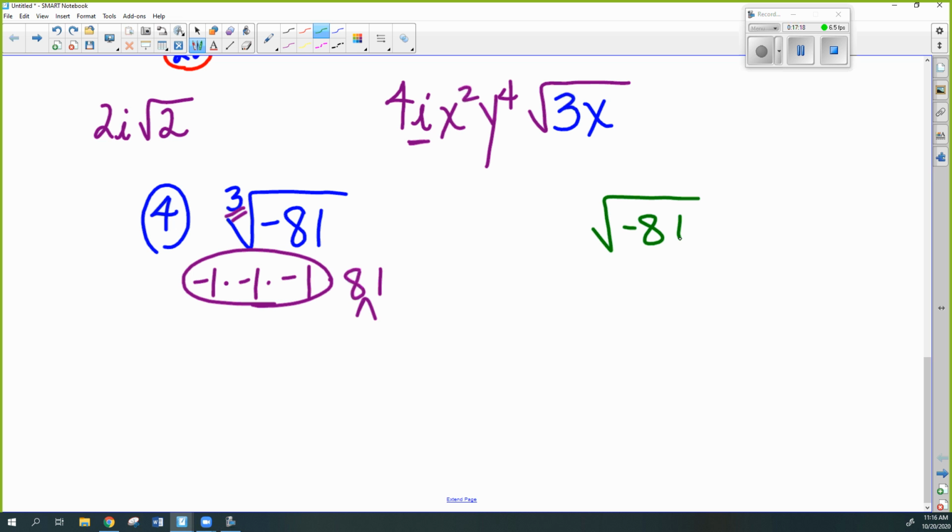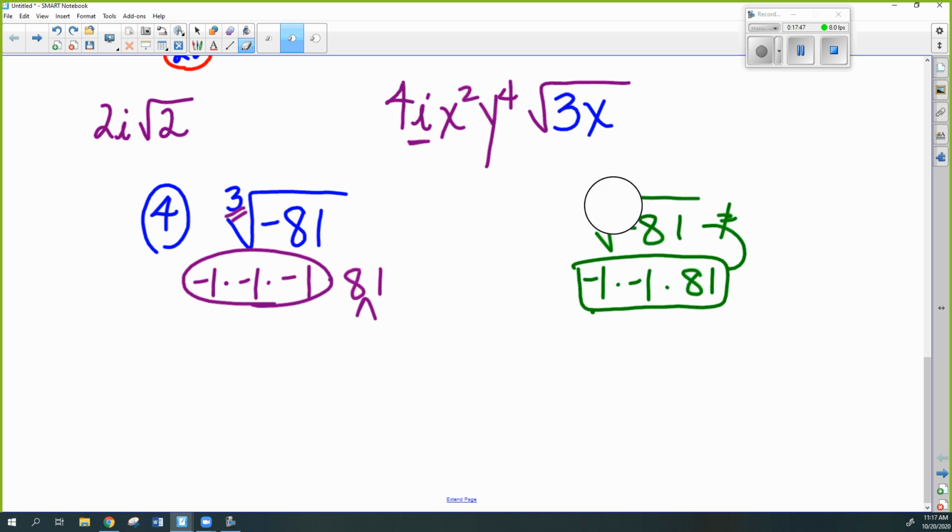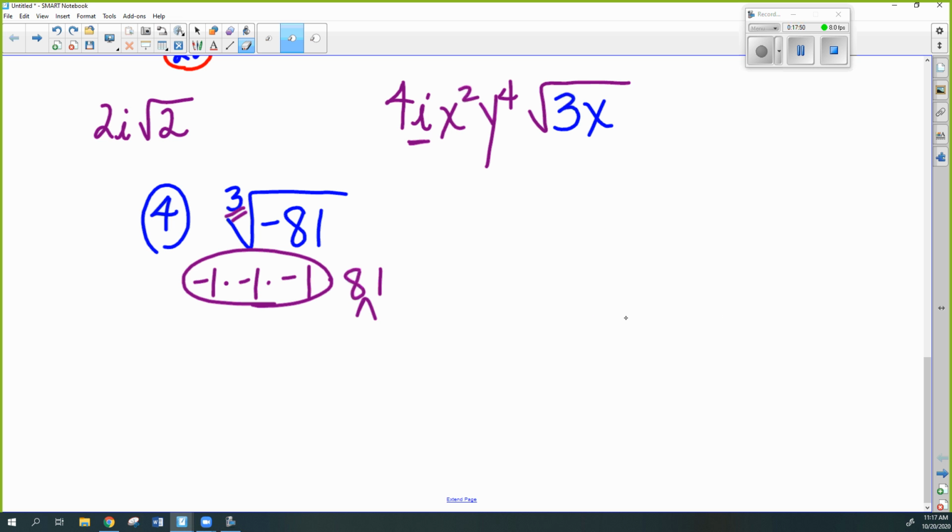If this was negative 81 and it was a square root, if I tried to put 2 negative 1s times an 81, what did 2 negatives make? A positive, good. And so this stuff here is not equal to a negative 81 if I multiplied it all back together. Okay? So it's only going to work if it's odd. The whole negative 1 thing is only going to work if it's odd.